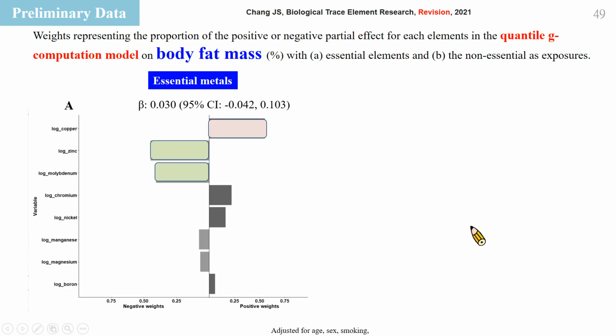We also performed a quantile g-computation model to look at the individual effects and also the pooled effects of metal exposure. If we look at the relationship between body fat mass and the essential metals, you can see there is a positive effect of copper exposure on body fat mass. But there are negative effects of zinc exposure and molybdenum exposure on body fat mass. But again, there was no significant correlation between essential metals and body fat mass.